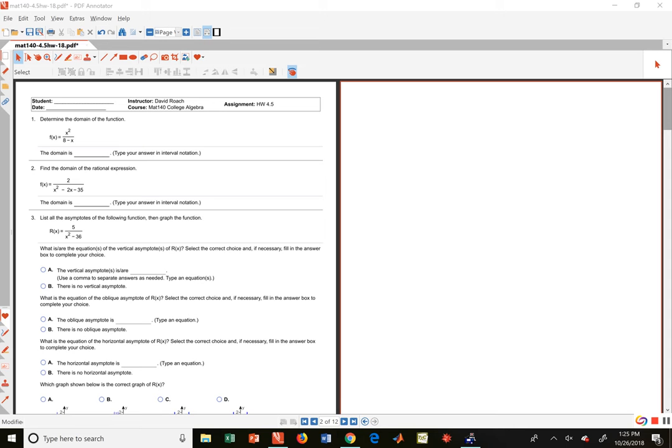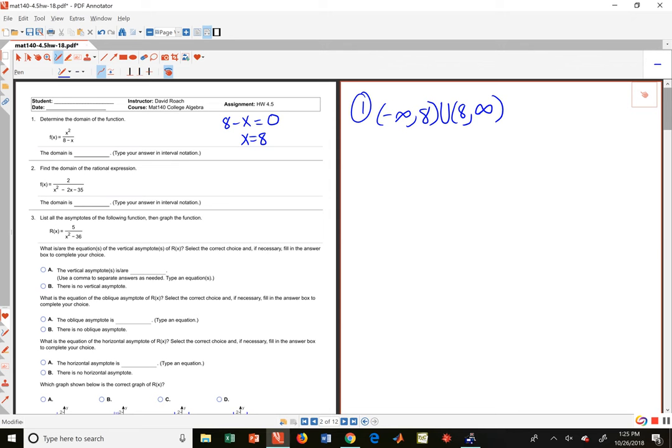Number one is just really quick. You just need to make sure you don't divide by 0. So you need to make sure that 8 minus x is not 0. When does that happen? Well, it happens when x equals 8. You want to exclude that. Now, interval notation takes a little getting used to. So the answer to number one excludes 8. You go negative infinity to 8, and then you put a parenthesis there, which means don't include 8, union 8 to positive infinity. And that's how you answer number one there.